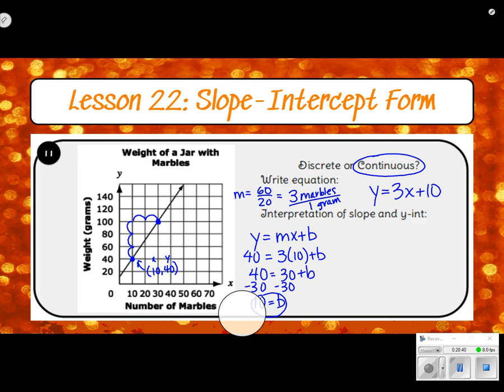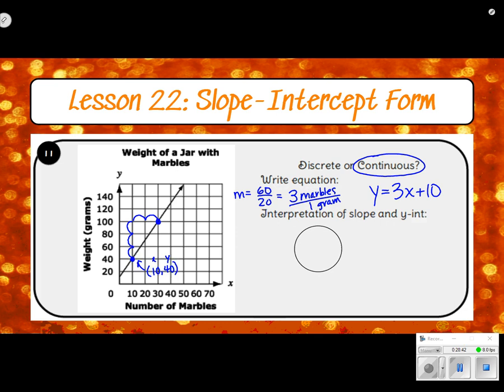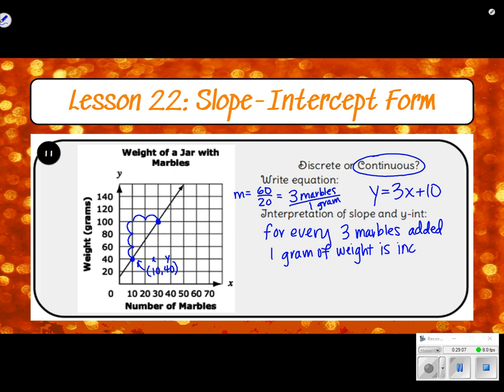Okay, now I'm going to erase this work, but we're going to interpret the slope. Now we've already looked at the slope. The slope is: for every 3 marbles added, we've increased the weight 1 gram. My English is not really good right now.